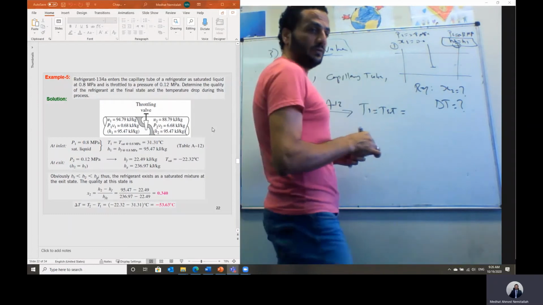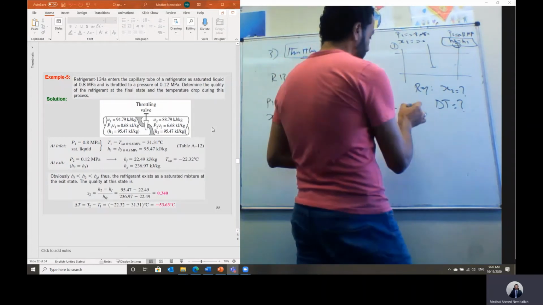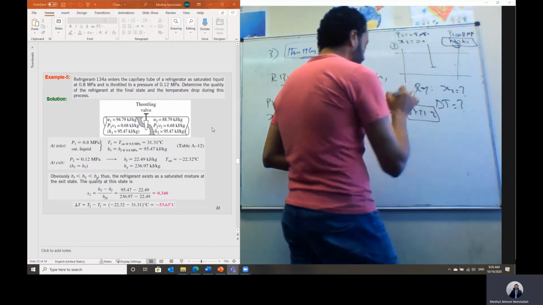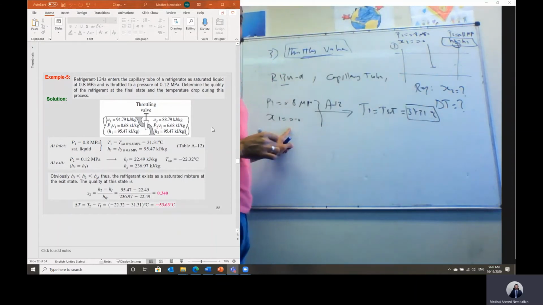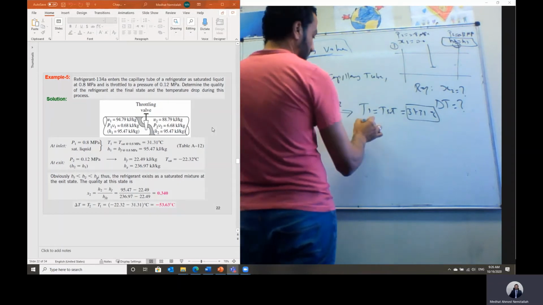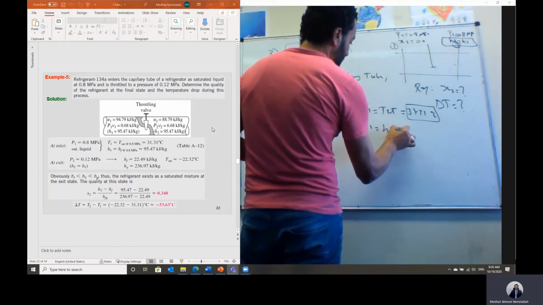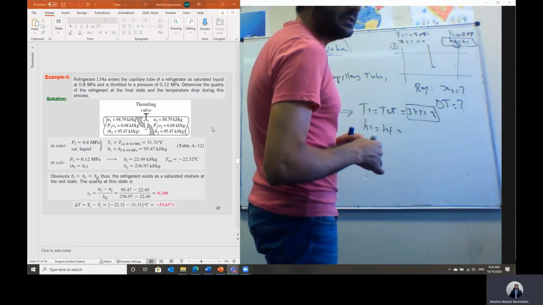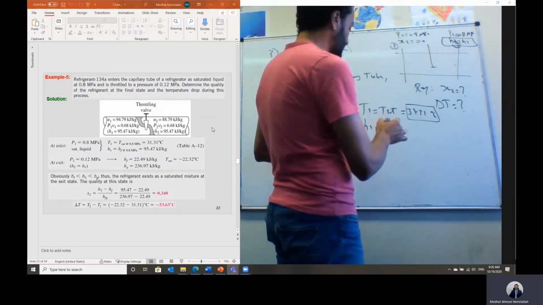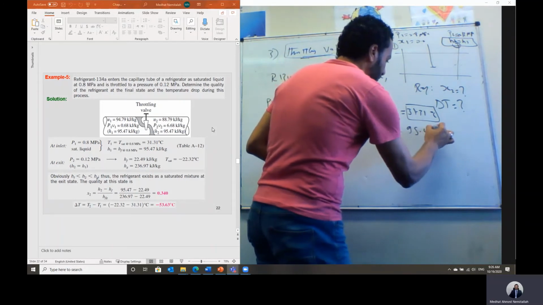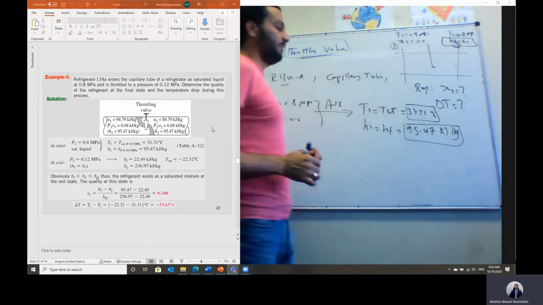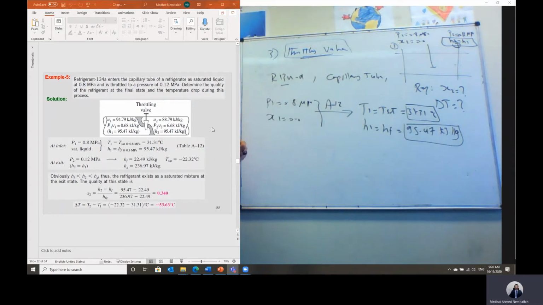A11 is for temperature, A12 is for pressure. Then the temperature T1 will equal the saturation temperature, which is 31.31 degrees C, as it is saturated liquid. And as it is saturated liquid, we can get the enthalpy H1 equal to H fluid at this pressure of 0.8 megapascal, which equals 95.47 kilojoule per kilogram. Okay, so this is at state number 1.